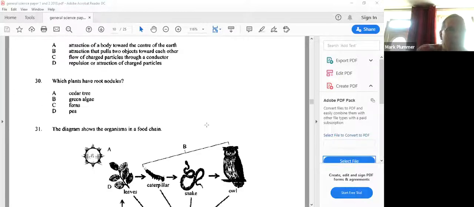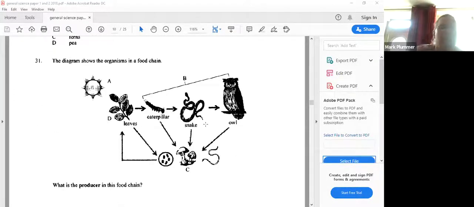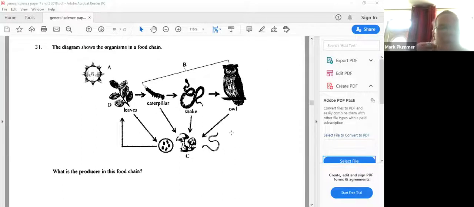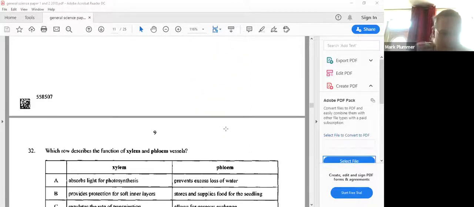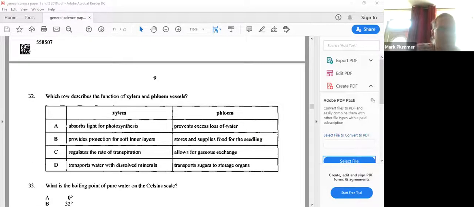Okay, number 31. The diagram shows the organisms in a food chain. What is the producer in this food chain? So what is the organism which is producing the food that all other organisms in the food chain ultimately depend on for their food needs? And the answer to number 31 is D. Okay, see how you put that in there.